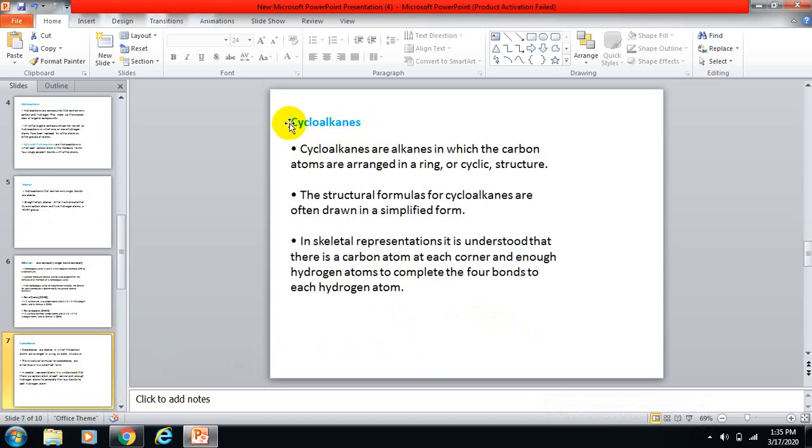Cycloalkane. Cyclo, look, the name indicates a cycle, like the benzene structure. Got the idea? It will be like a curved shape, you can say, or a ring structure. Cycloalkanes are alkanes in which carbon atoms are arranged in a ring shape. Look at the cyclic structure. The structural formula for cycloalkanes is often drawn in simplified form. It is mentioned in the book. If you open up the book, you will see it there. Understand? In skeletal representations, it is understood that there is a carbon atom at each corner and enough hydrogen atoms to complete the 4 bonds to each carbon atom.